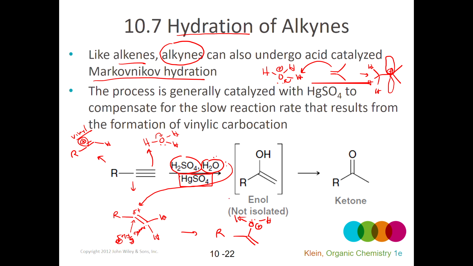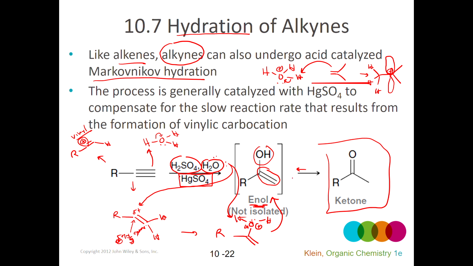Then another water would deprotonate this, and that would produce what's called an enol. The word enol refers to an alkene and an alcohol. So the alcohol is the OH, the alkene is the C double bond. When I have an OH directly bonded at the vinyl position of a CC double bond, that's an enol. And when an enol forms, the CC double bond is not as stable as the CO double bond. So that undergoes an equilibrium where it rearranges to form a more stable compound called a ketone.